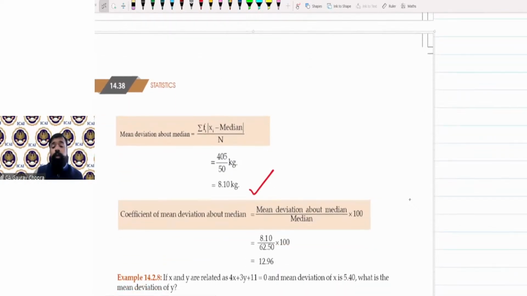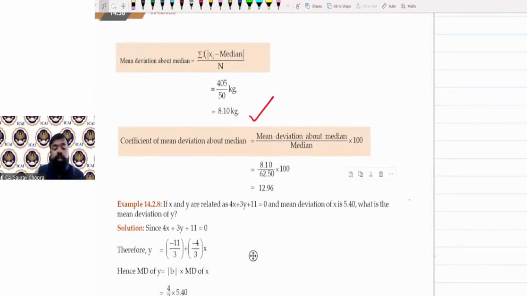Now, if you have to calculate the coefficient of mean deviation, then we can divide 8.1 divided by 62.5 into 100. So 12.96 becomes the coefficient. 12.96 is the coefficient of mean deviation. All right.